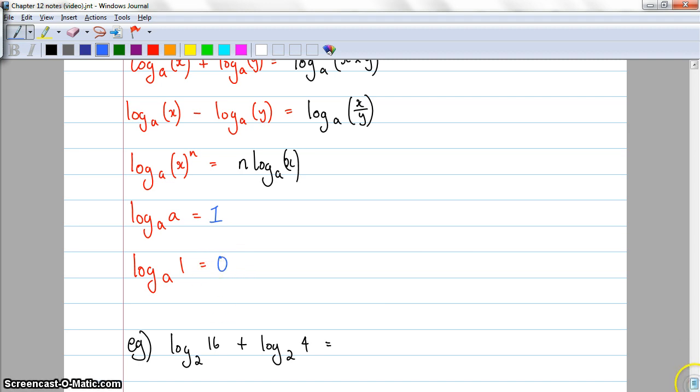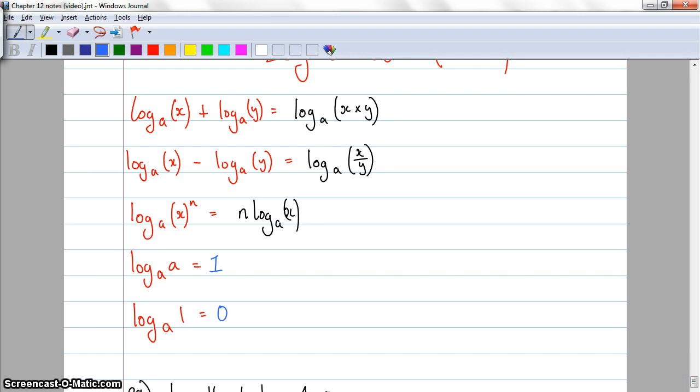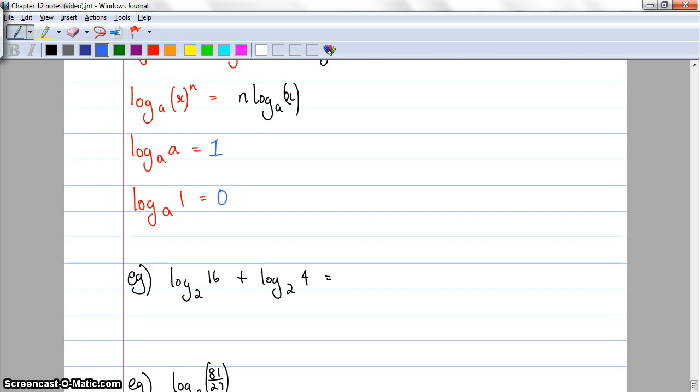So there are the 5 rules that we will be using and learning about and manipulating in exercise 12.9. Let me just show you a couple of quick examples so that you can get your head around it. This one here can be done in 2 ways. You can do them separately, log 2 of 16 plus log 2 of 4, add those 2 things together and find out the answer. Or when you're adding logs, you multiply, and so you can get the answer that way. I'll do them both ways. I'll do the blue using the log laws, and then the red without using the log laws.